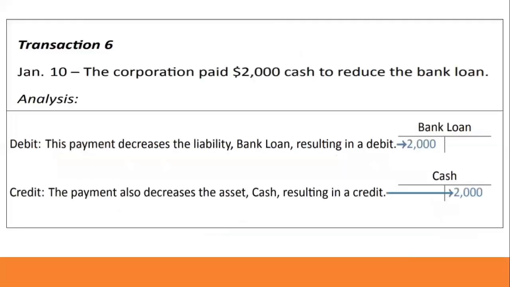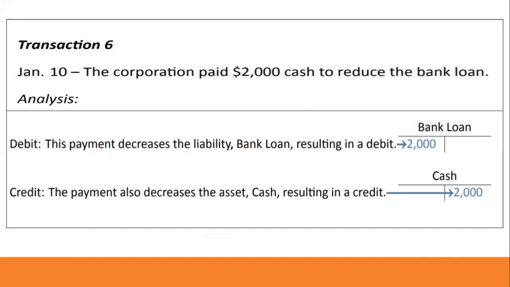And the sixth transaction happened on the 10th of January. The corporation paid $2,000 in cash to reduce the bank loan. If we analyze this transaction, there are two accounts involved: the bank loan and the cash. For the debit side, this payment decreases our liability, which is the bank loan, resulting in a debit. Since we made a payment of 2,000 in cash, what happened to our bank loan? It decreases because the payment was made. And if our liability decreases, we need to debit the account.